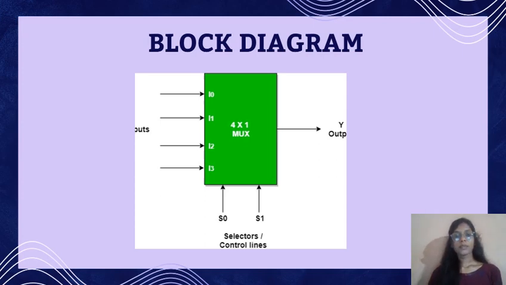This is the block diagram of the 4 to 1 mux. This is I0, I1, I2 and I3. These I0, I1, I2, I3 are the 4 inputs, Y is the output, and S0, S1 are the 2 select lines.